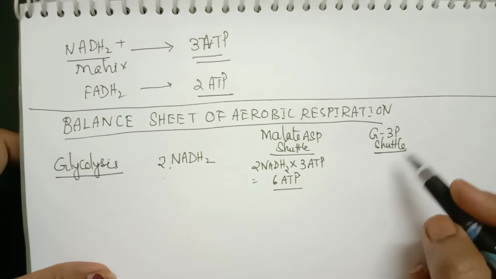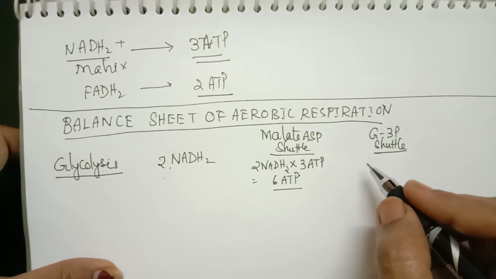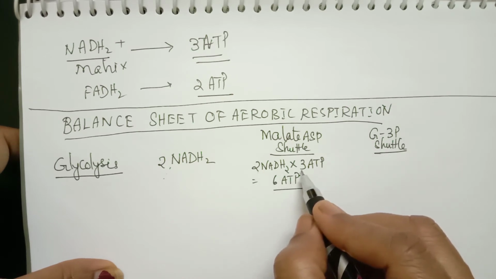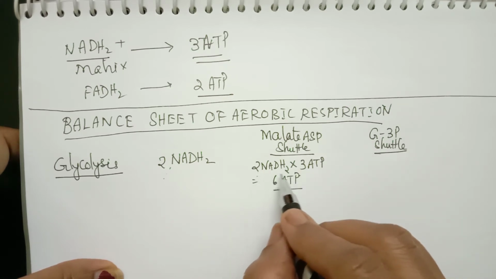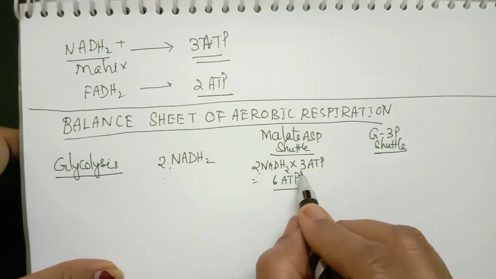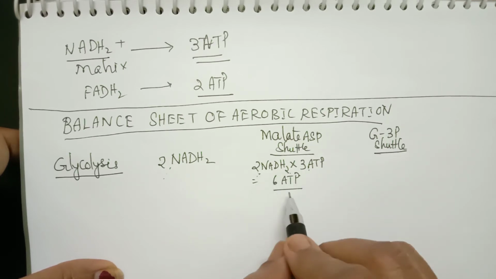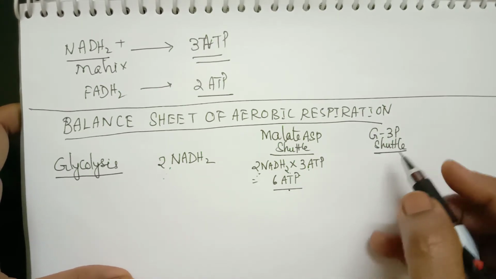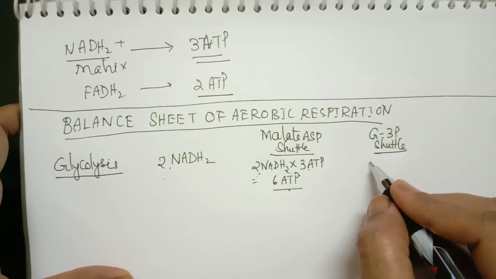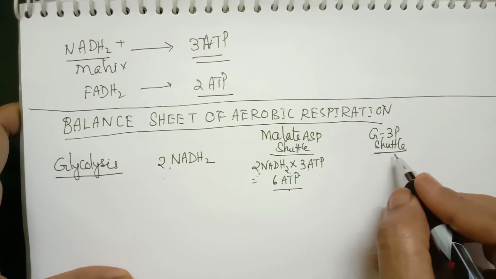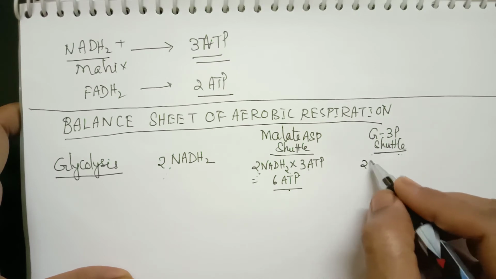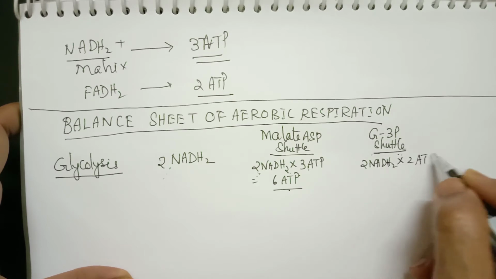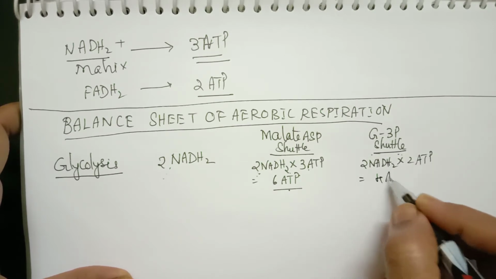If it is the glycerol phosphate shuttle, 2 NADH2 are formed. For the NADH2 we would take 3 ATP each, so 6 ATP. But with the G3P shuttle, each NADH2 forms only 2 ATP because it is converted to FADH2. So 2 NADH2 into 2 ATP equals 4 ATP.